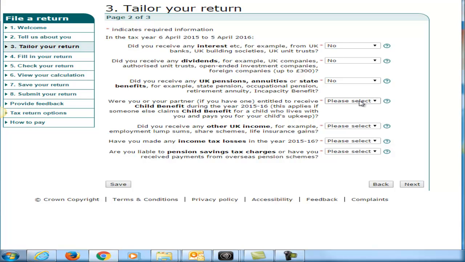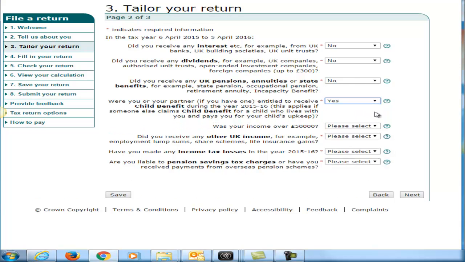If you don't have children, obviously, then the answer is no. So for this person, I'm going to put a yes. The reason why I put a yes is it opens up this next question, and it asks if your income was over £50,000. If your income is over £50,000, then you're not entitled to child benefit, and if you have received it, you will have to repay that money.